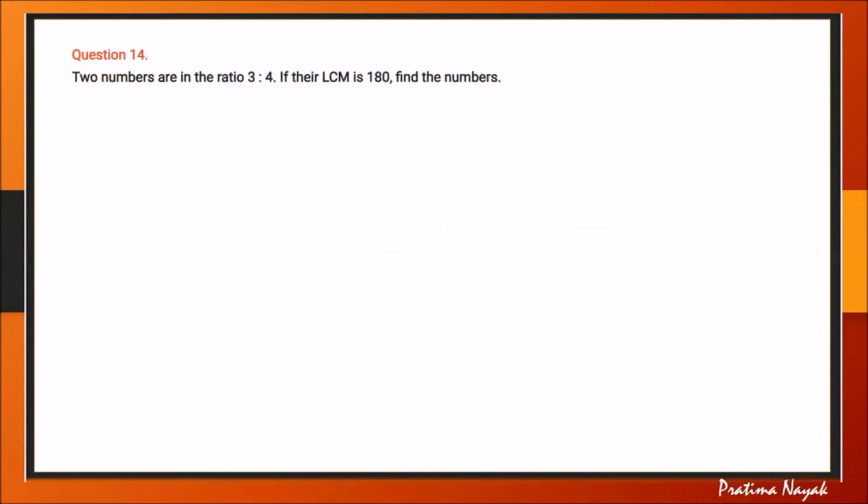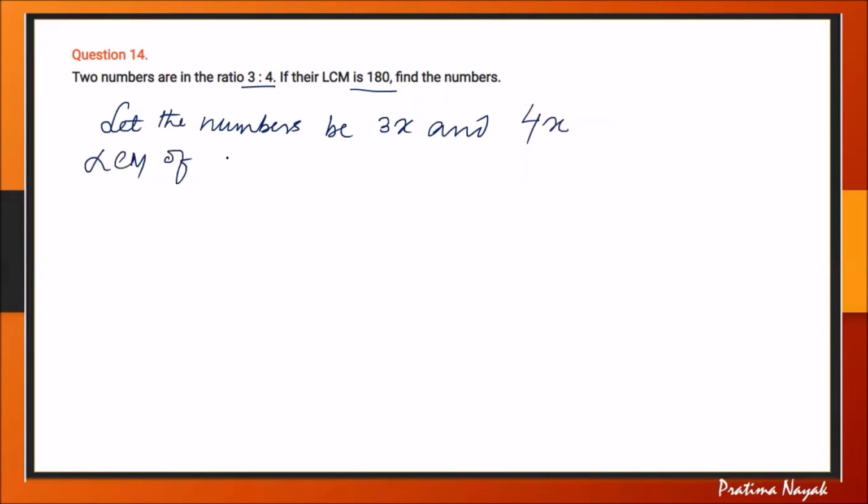Question number 14. Two numbers are in ratio 3:4. If the LCM is 180, find the numbers. Two numbers are in ratio 3:4, LCM is 180. So let the numbers be 3x and 4x. Then what is the LCM of this? LCM of 3x and 4x is equal to 12x.